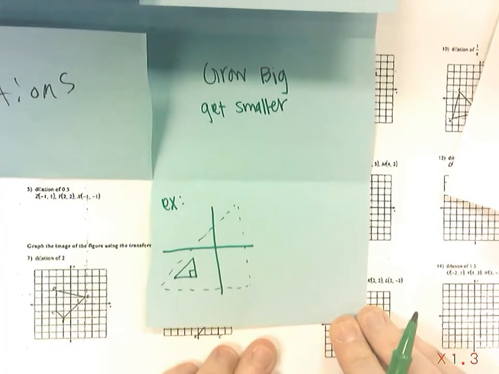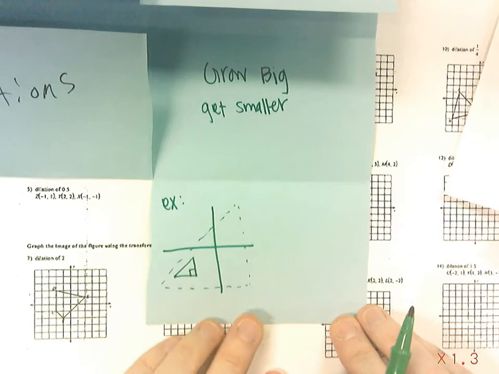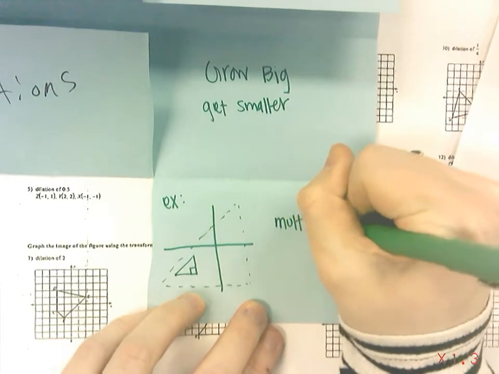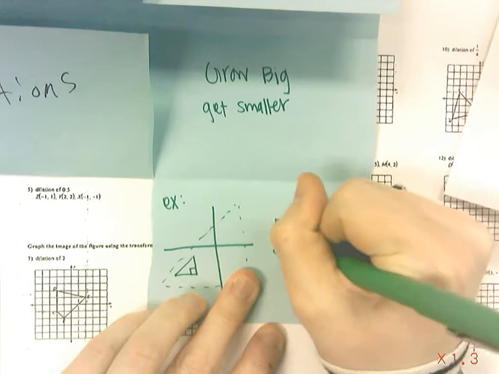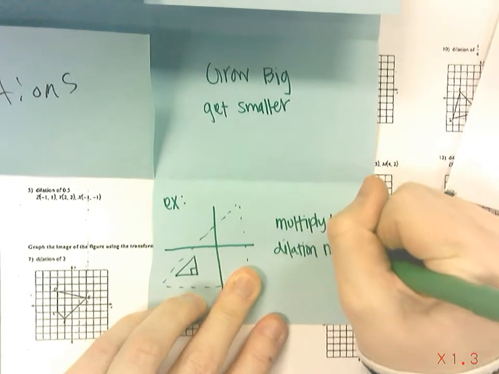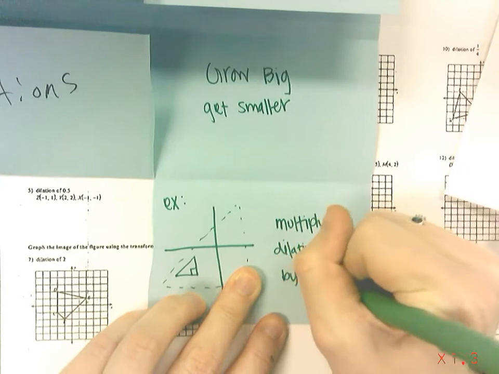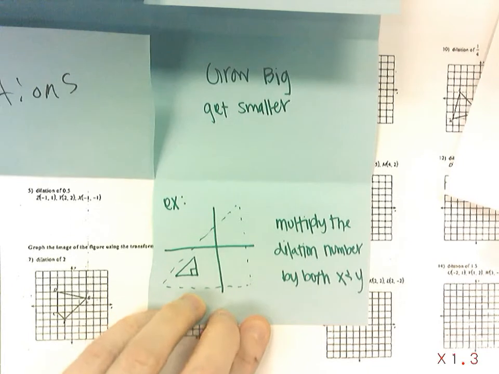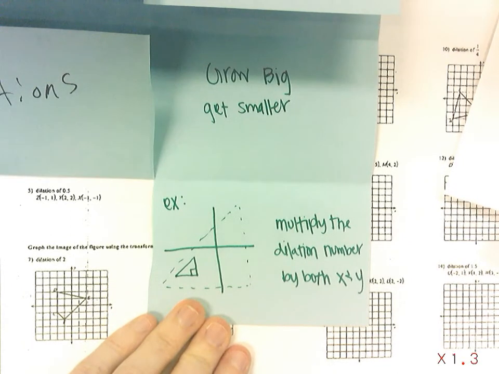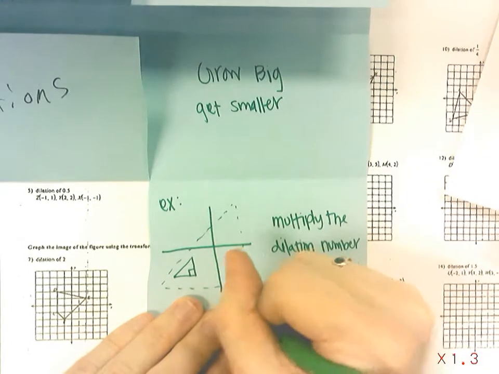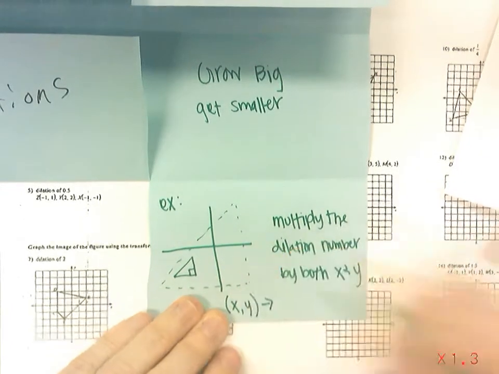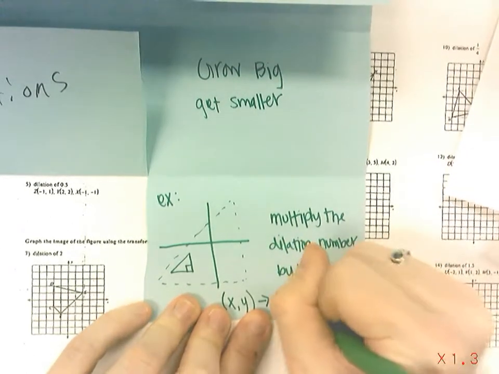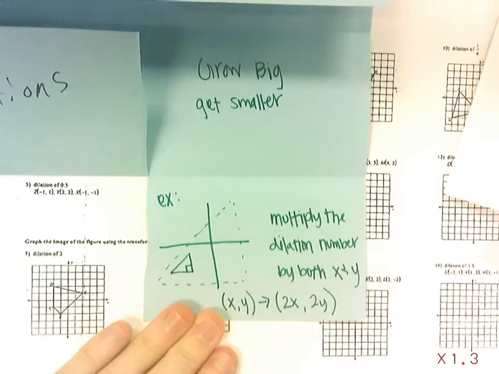The rule for dilation includes multiplying the dilation number by both the x and the y. So I'm going to write that over here. You multiply the dilation number by both the x and the y. So if something is being dilated by 2, you would write your rule like this: x, y changes into, we take the dilation number of 2, and we multiply it by both the x and the y.